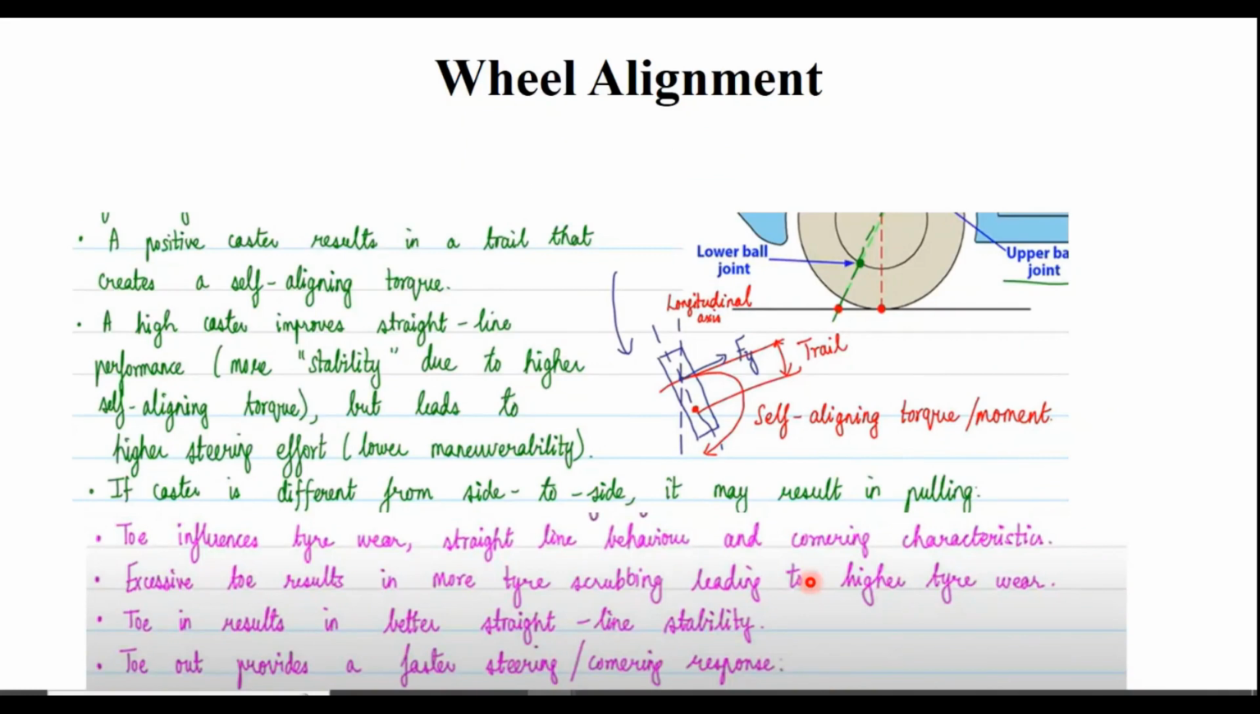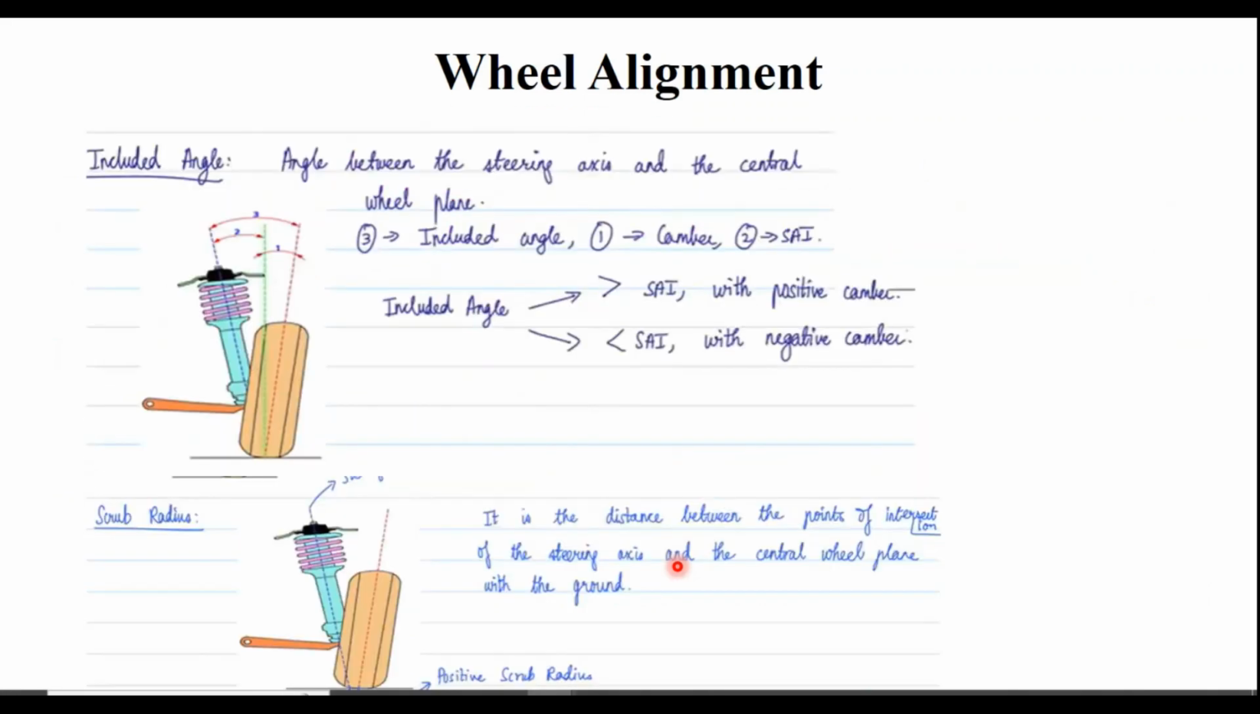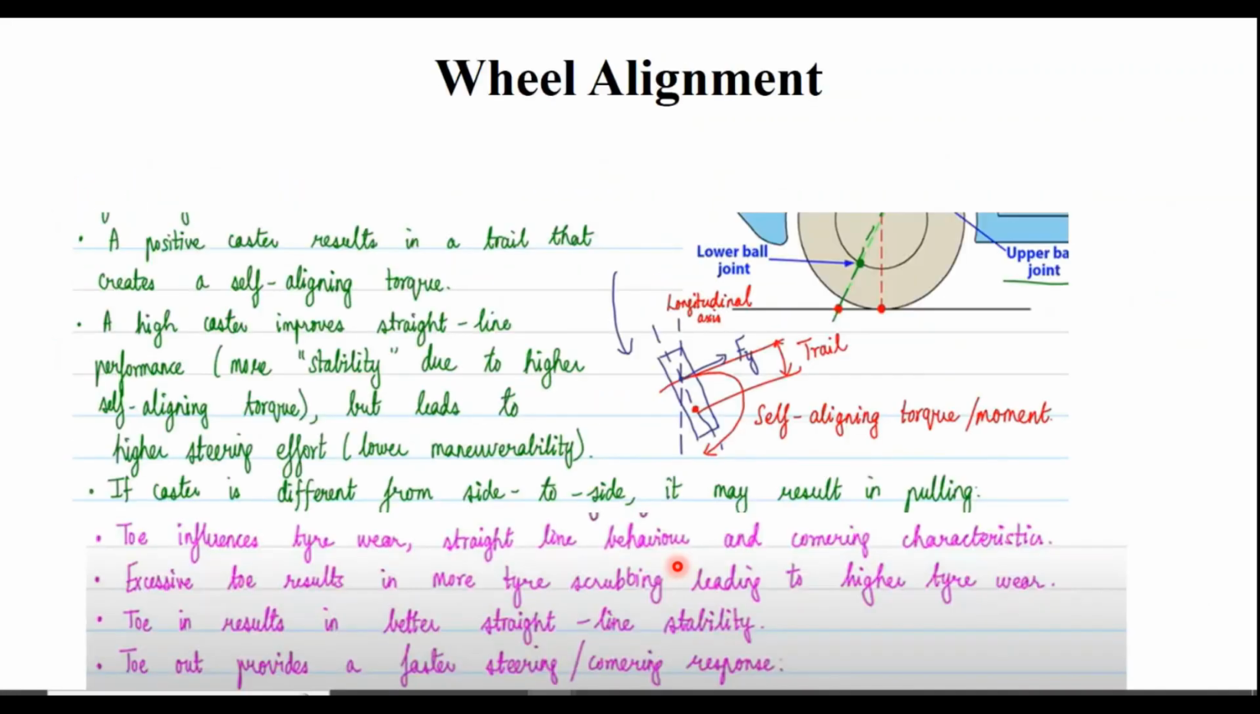And you have an important parameter called toe. Let's see what toe is. Toe is basically a wheel alignment parameter which influences tire wear, straight line behavior, and cornering characteristics. If you have excessive toe, it results in more tire scrubbing, leading to higher tire wear.